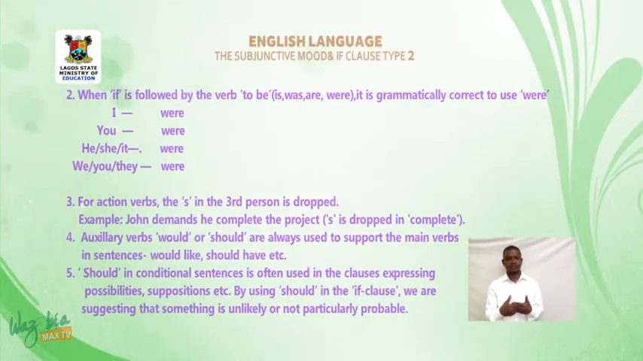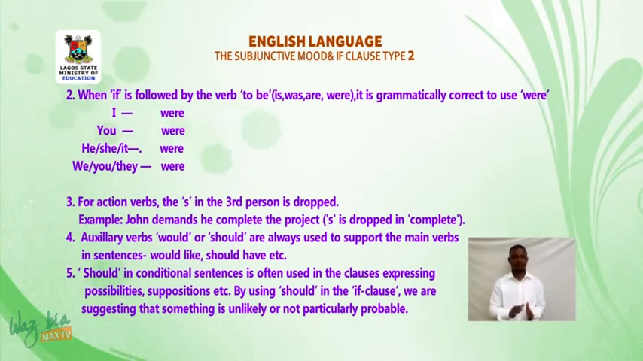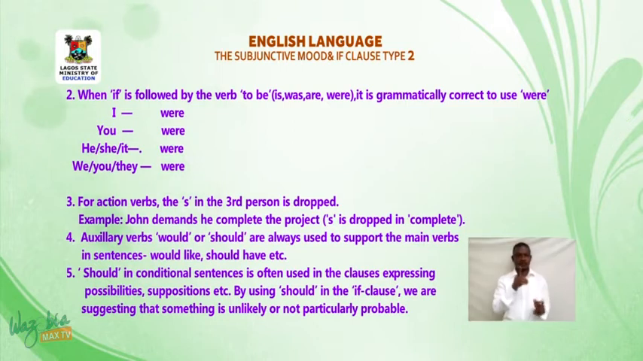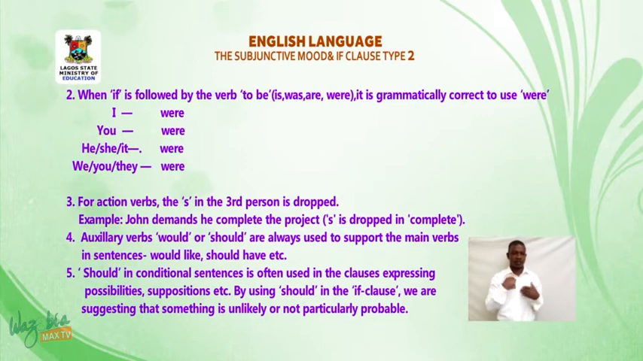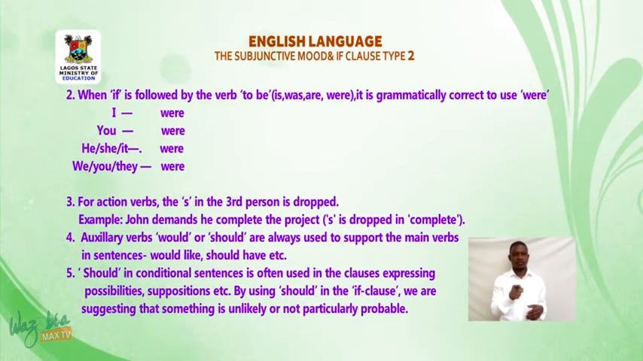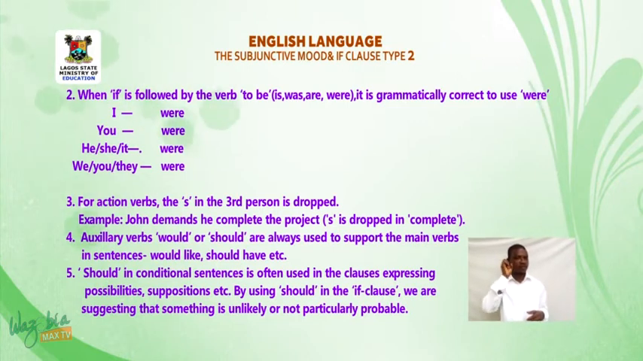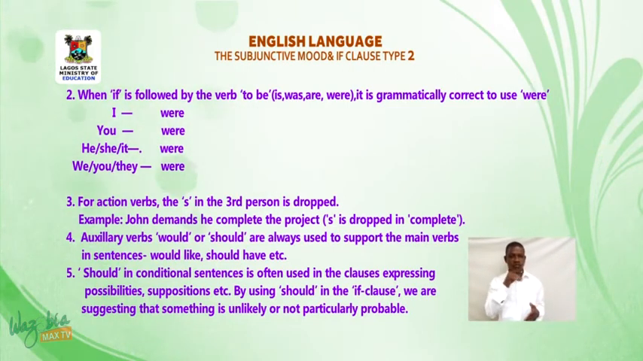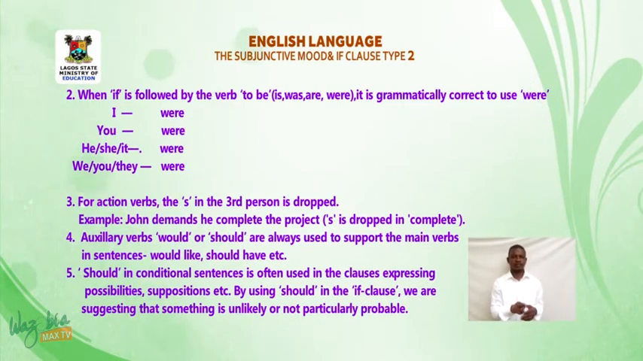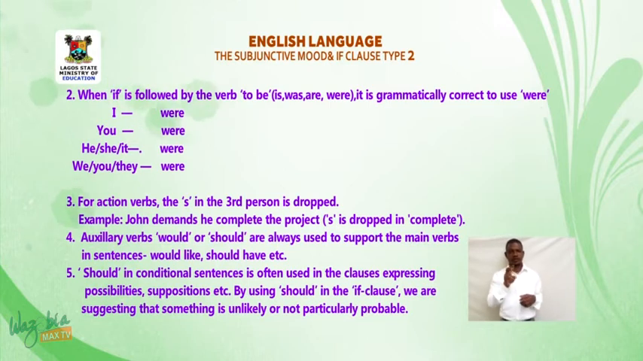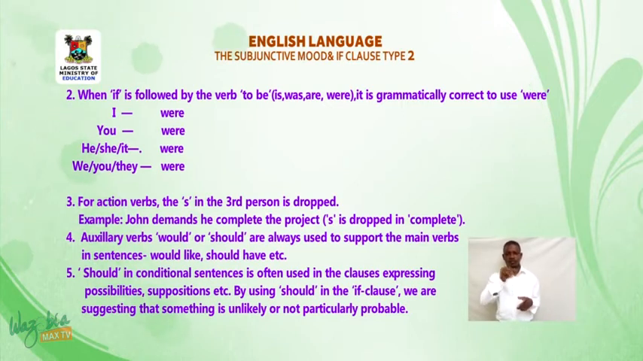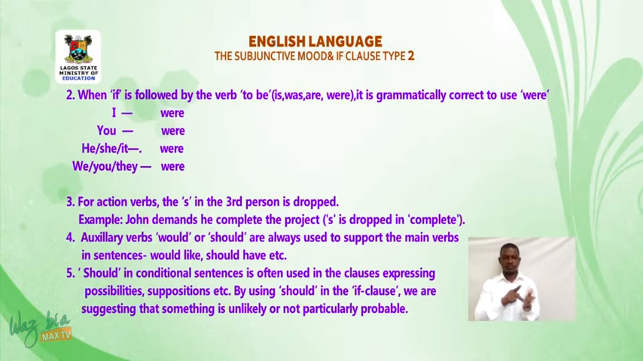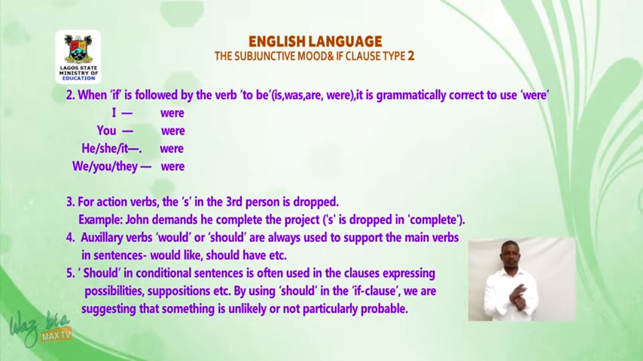Welcome back. Number 2 indicator is when if is followed by the verb to be. It is grammatically correct to use were, as we have in I were, you were, he, she, it were, we, you, they were. 3. For action verbs, the S in the third person is dropped. Example, John demands he complete the project. S is dropped in complete.